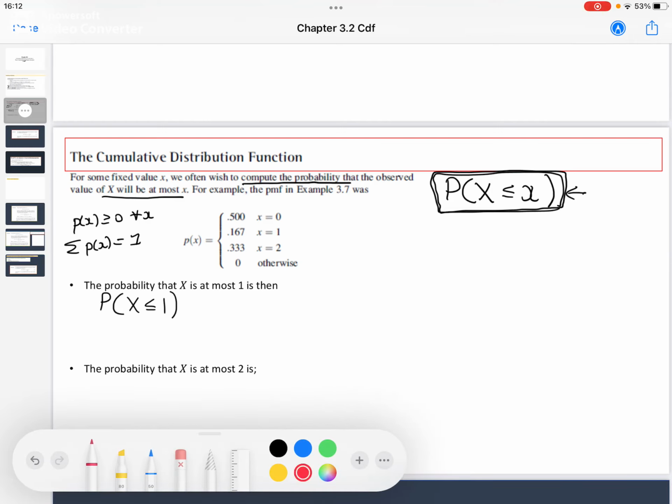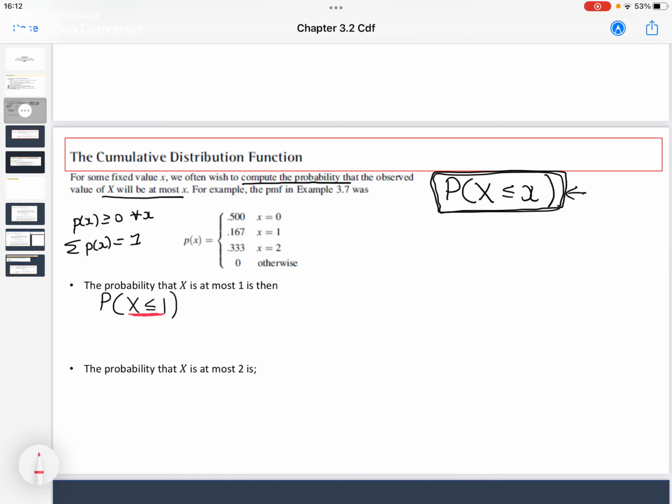Which values of our random variable X fit this criterion of being less than or equal to 1? If we look at the possible values of X, which are 0, 1, and 2, which of these values are less than or equal to 1? We see that it's X equal to 0 and 1. So the probability of X being at most 1 can be calculated as P(0) plus P(1), which is equal to 0.5 plus 0.167, which is equal to 0.667.